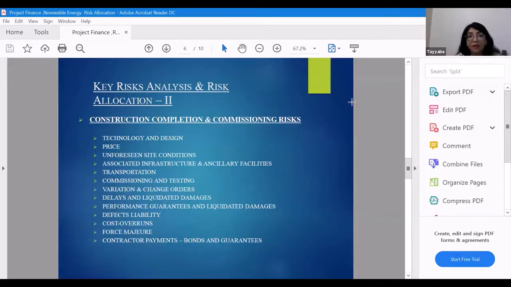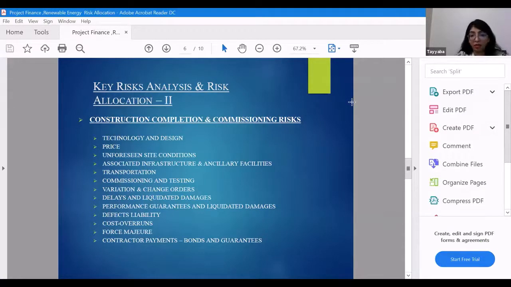Naturally, as I said, EPC contractor pe heavy penalties hoti hain agar time pe finish nahi karta, usko performance bond bhi dena hota hai, usko warranty period bhi allow karta hai, wo delay damages bhi deta hai. So all sorts of those things are there. Defect liability again is the warranty period concept ki 2 saal tak iski warranty hoti hai, jaise aap gaadi lete hain nayi usme aapki warranty hoti, exactly the same way.